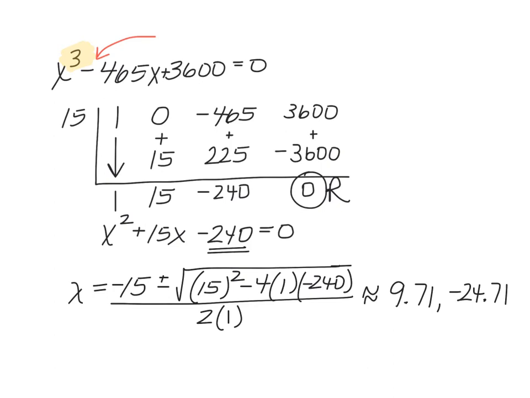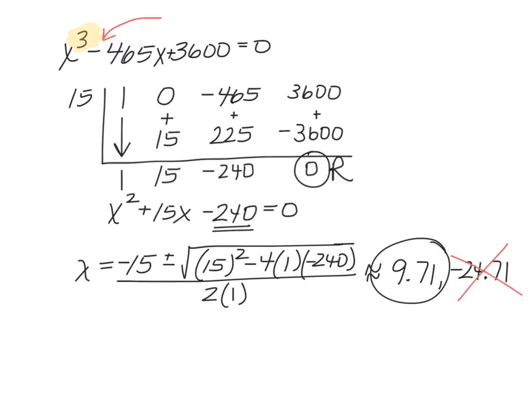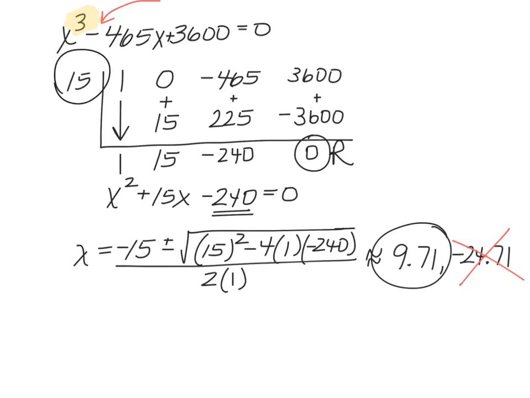Now, looking back at your original diagram, remember x was the length of the base. So a negative value doesn't make sense in this case, so we're going to automatically disregard the negative value, and it looks like we're getting a second value that is an answer for x. So right now, we got that 15 worked earlier, so we have x is equal to 15 as one of our values, and then x is approximately 9.71 for a second possible x value.